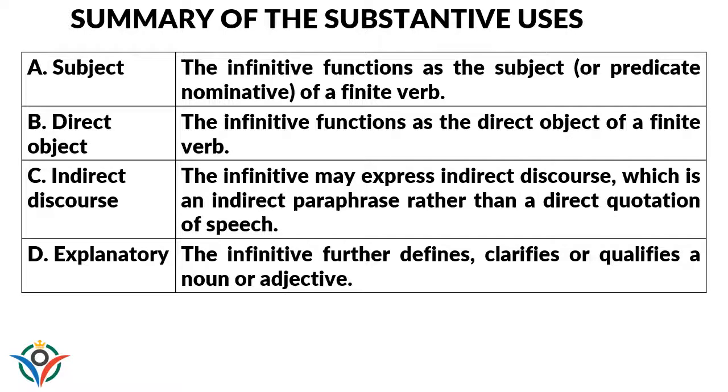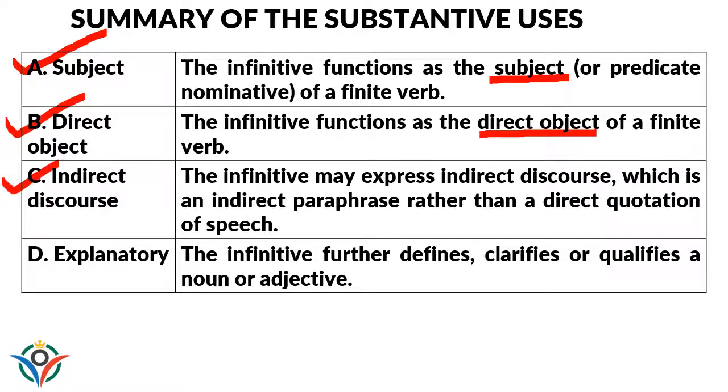So here's a summary of the substantive uses. We looked at the subject. This is where the infinitive functions as the subject or sometimes the predicate nominative of a finite verb. The direct object, the infinitive functions as the direct object of a finite verb. And remember that that use is quite rare, and so the times that it does occur, there is exegetical and sometimes even theological significance attached to it.